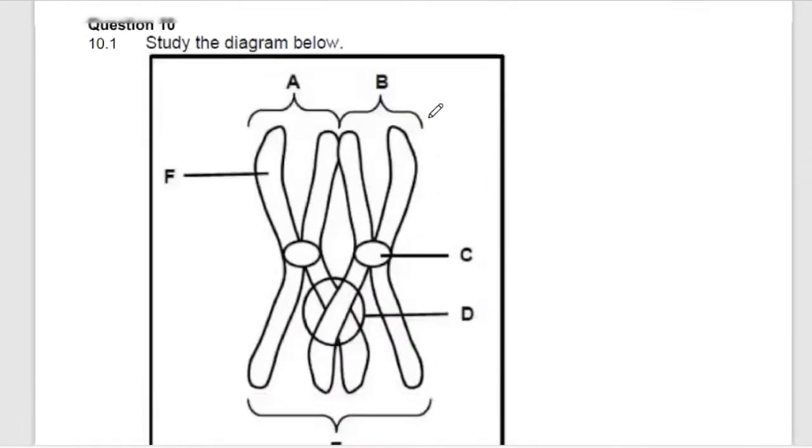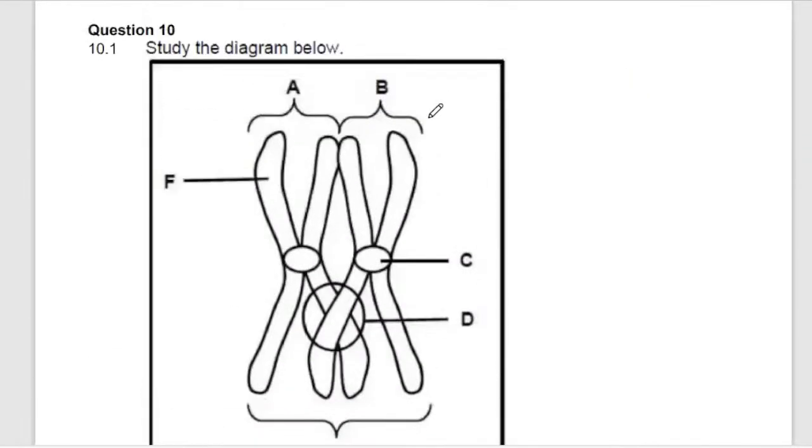Check this. It's simple. I'm winding up now. Make sure that you know how to label those diagrams. Make sure that you know the process of crossing over. Make sure that you know the karyotype. Make sure that you know the prophase, anaphase, telophase.